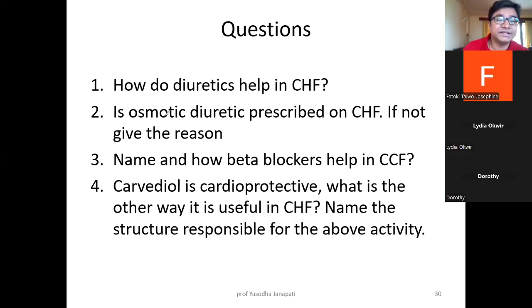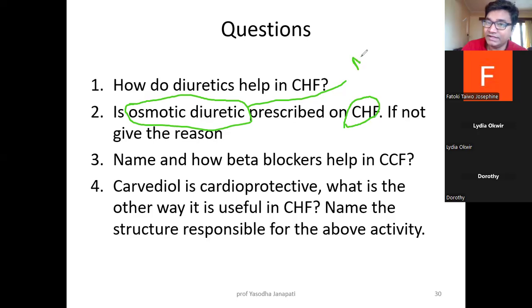Next question, you can see it. There are some drugs called osmotic diuretics. Osmotic diuretics are very powerful, but they should not be prescribed for congestive heart failure. The osmotic diuretics, examples, I didn't write here: mannitol, injection mannitol, glycerin. So these are some of the drugs. These drugs should not be given.